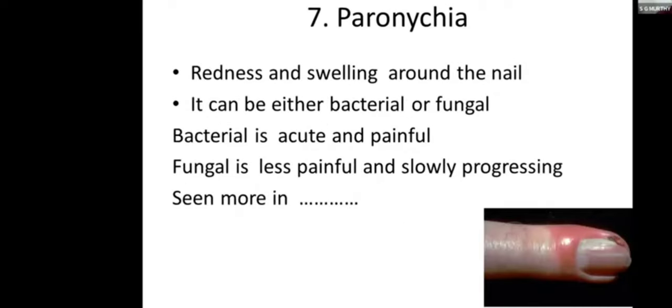Paronychia is redness and swelling around the nail. It can be either bacterial or fungal. Fungal is less painful. Bacterial is more painful. Simple. Paronychia is infection around the nail. If it is very painful, lapkara marte patient bolta hai, lapkara mar raha hai, niche aata tha sa lapkara mar raha hai, that is bacterial.